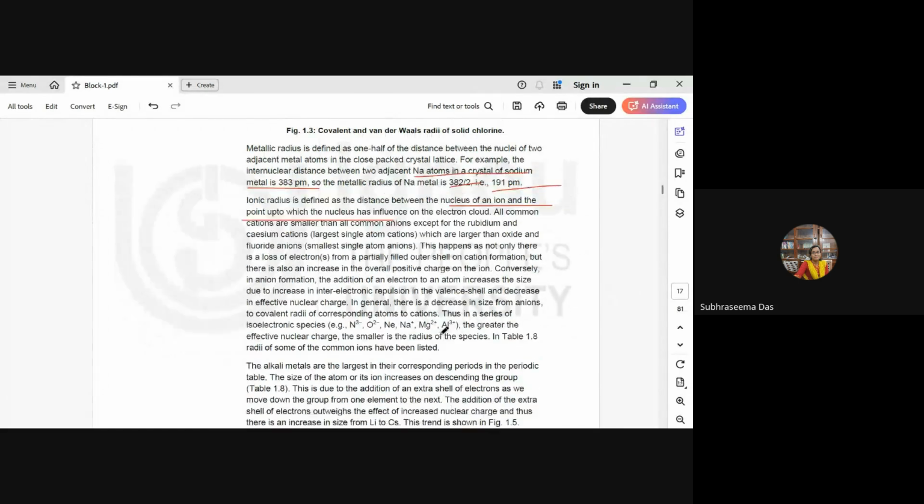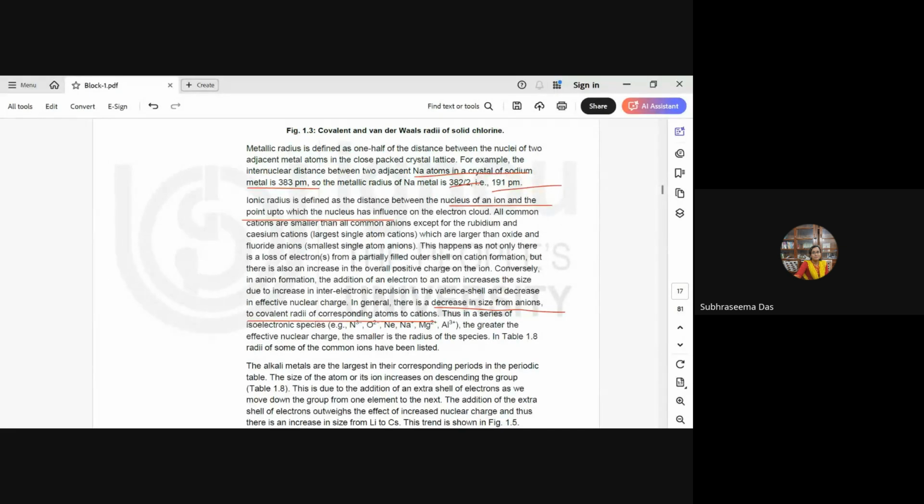So here we can see that there is a decrease in size from the covalent radii of corresponding atoms to cations, and an increase for anions. Whenever we have a series of isoelectronic species, suppose in this example N3 minus, O2 minus, neon, Na plus, Mg2 plus, they are all isoelectronic species. When we have such a series, the greater the effective nuclear charge, the smaller the species; that particular ion has the smallest size or radius among them all.